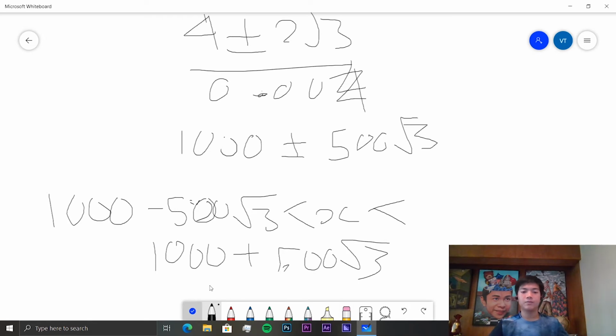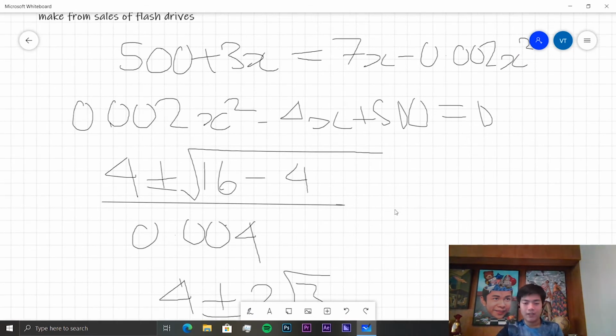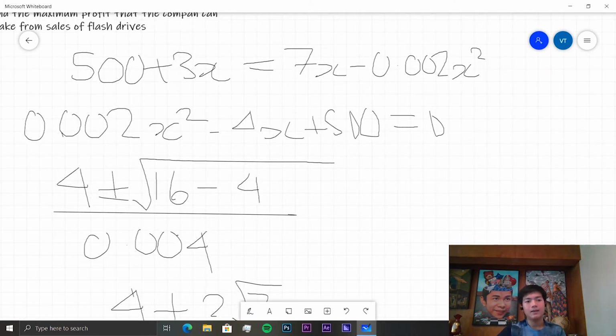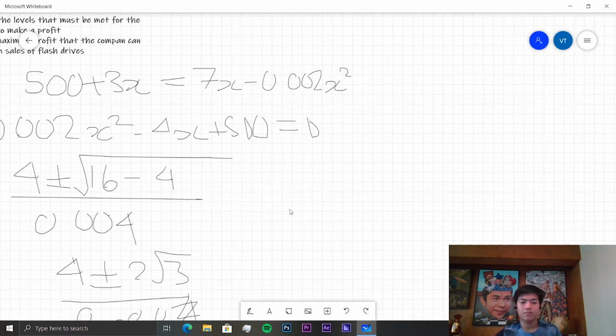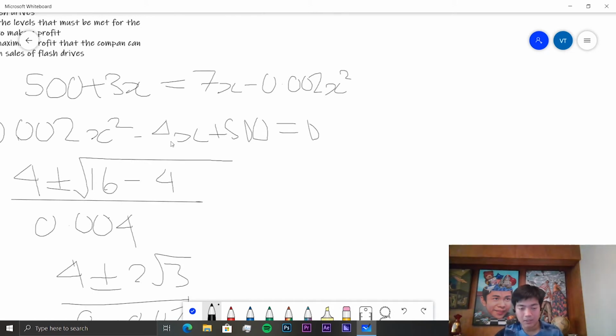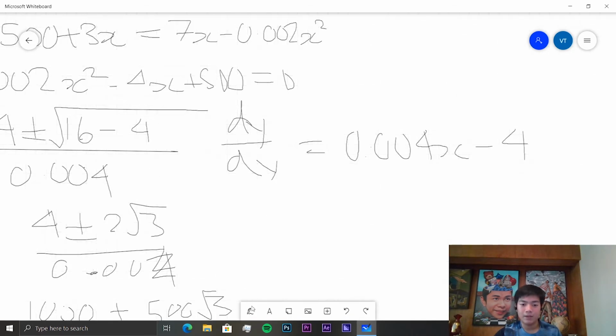Okay, and so finally we need to find the maximum profit that the company can make from sales of flash drives. So we need to maximize this function over here. To do that, we will get the derivative. So dy over dx is equal to 0.004x minus 4. So the maximum profit will be when x is equal to 1,000, I believe.